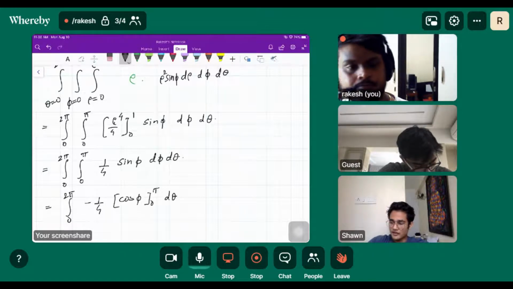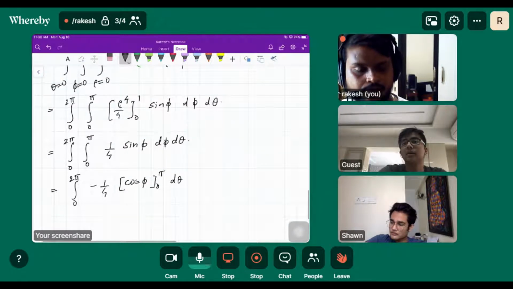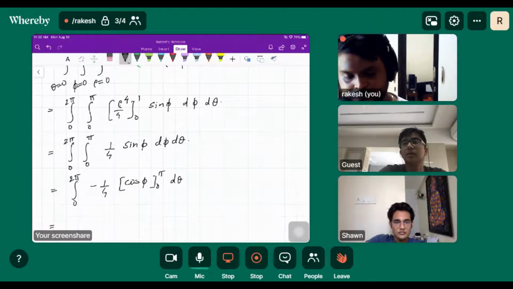Can the answer be negative? No, no. You can check your working from the screen. Pi, I got pi.